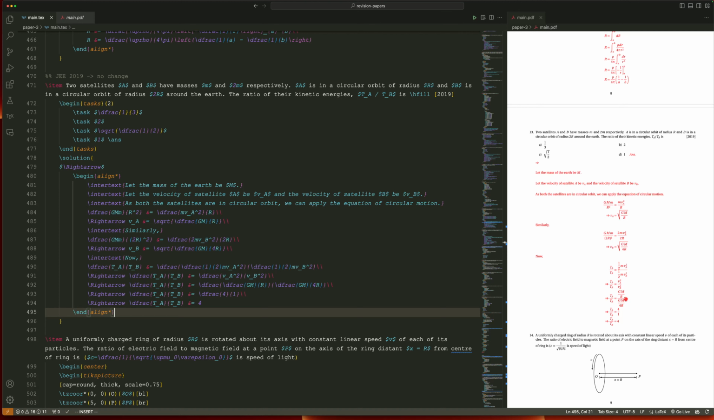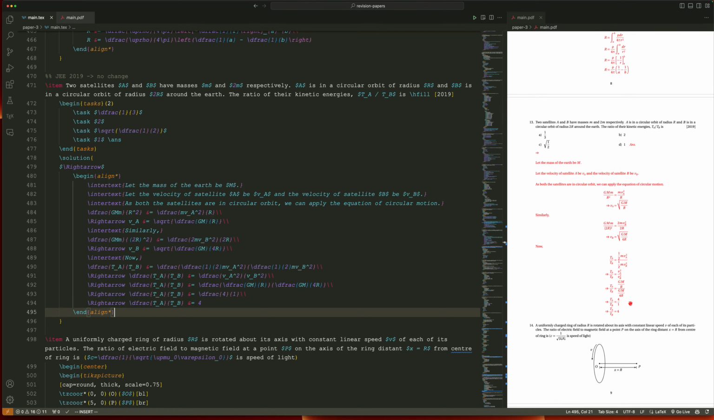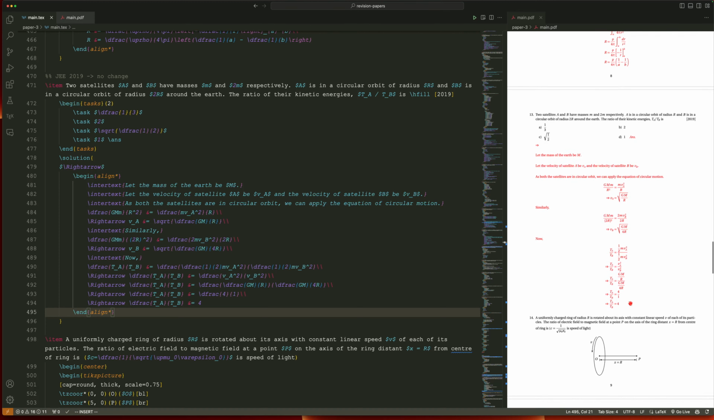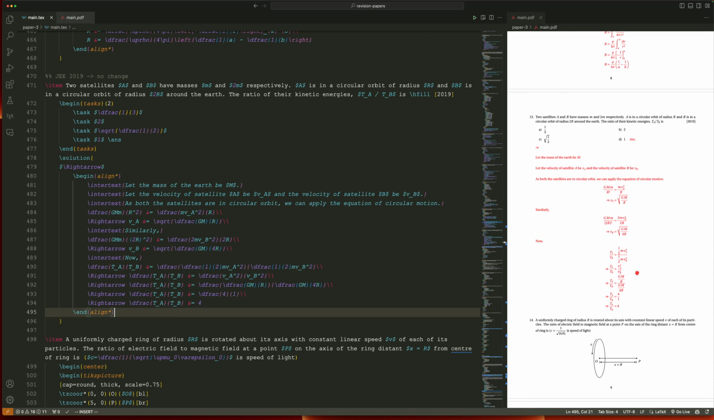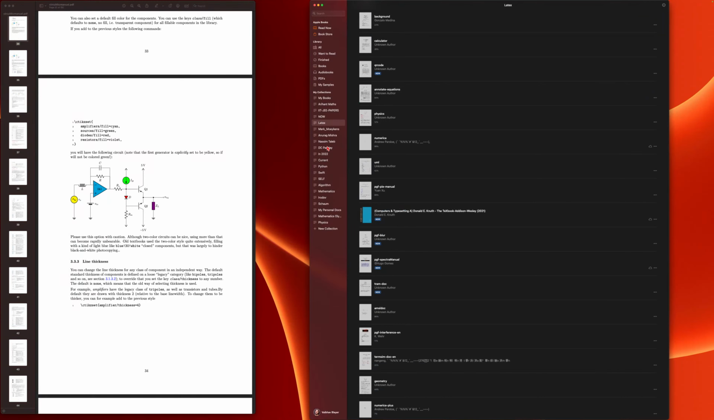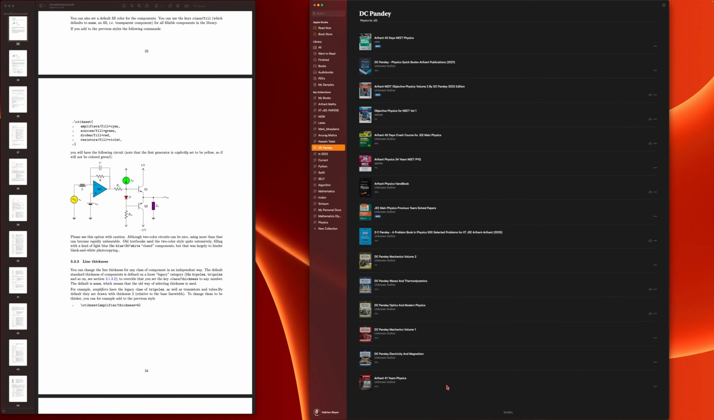Then I think the solution is right, but the option is wrong. I don't know. The ratio of the kinetic energy. What's the problem here? The solution is right, but the option is wrong. Let me say it's from Gravitation, a previous year problem, JEE Main 2019. So let me check it in the DC Pandey series.